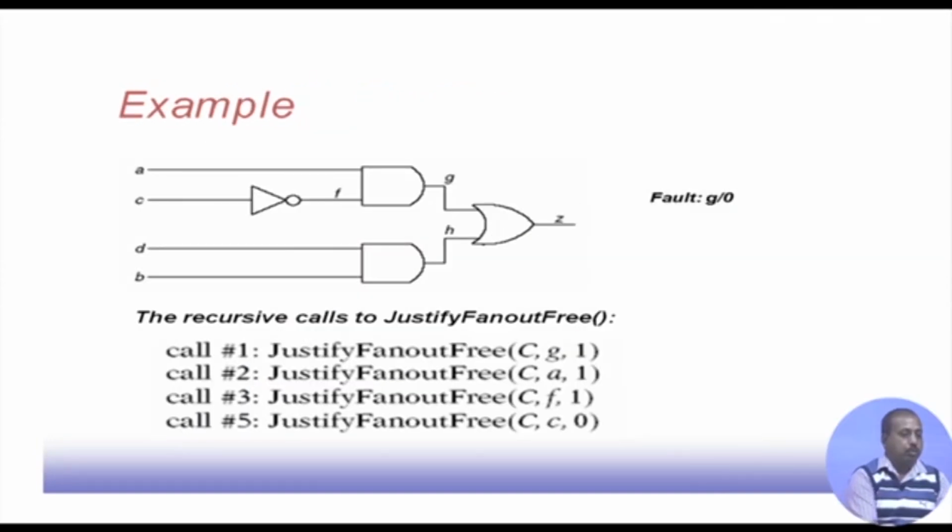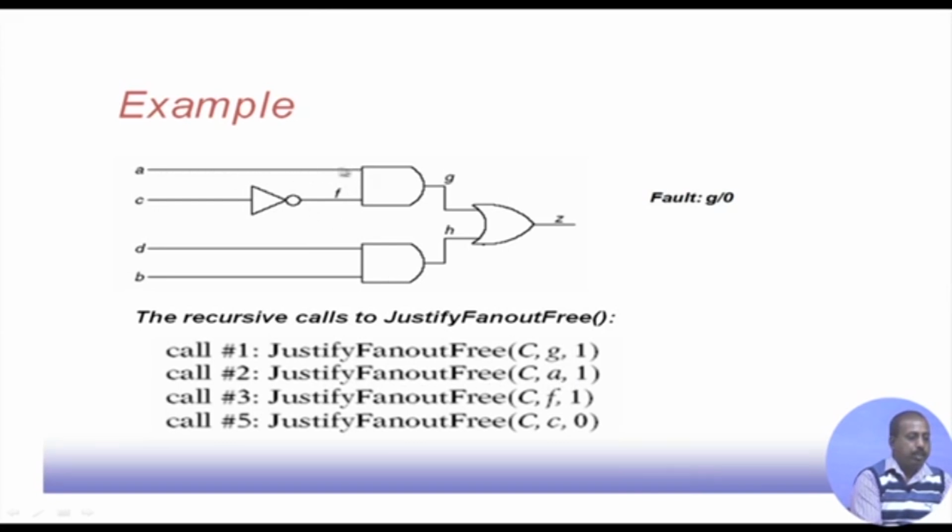So here, suppose in this particular circuit we want to detect this fault, G stuck at 0. So first it will try to justify, it will try to put a value of 1 at G. So the justify fan out free function will be called with the circuit C with the line G going to 1. If this line G goes to 1, then naturally it has to put this 1 at both the inputs, because this is an AND gate. So it will call justify fan out free C, A, 1.